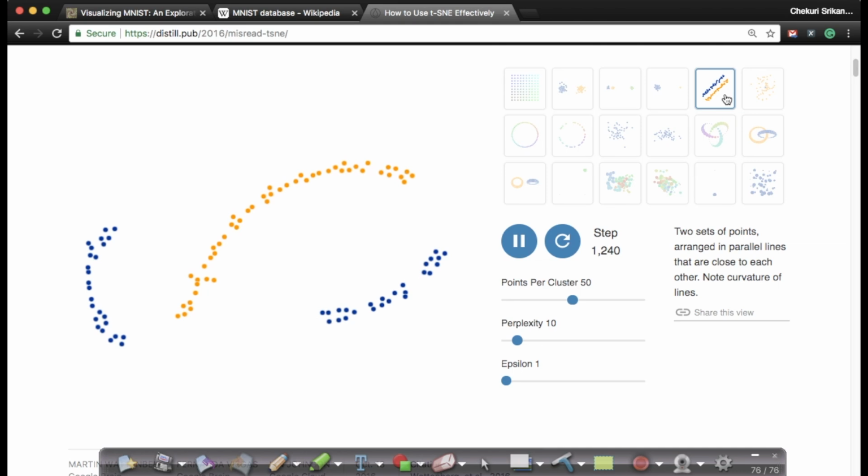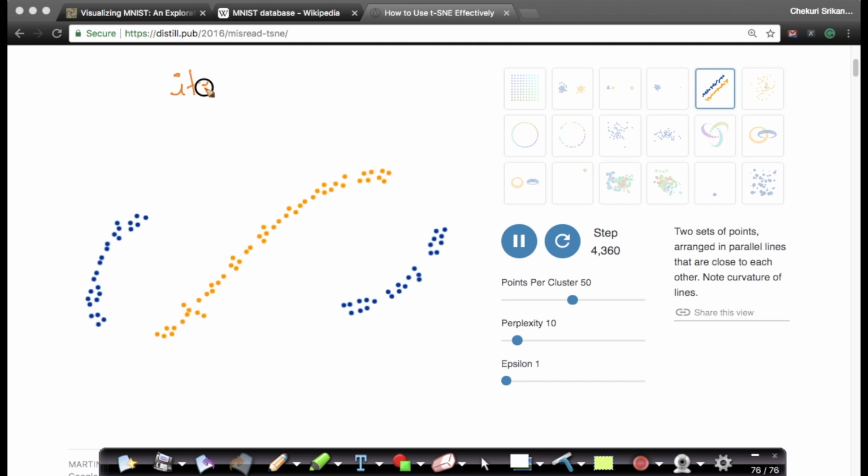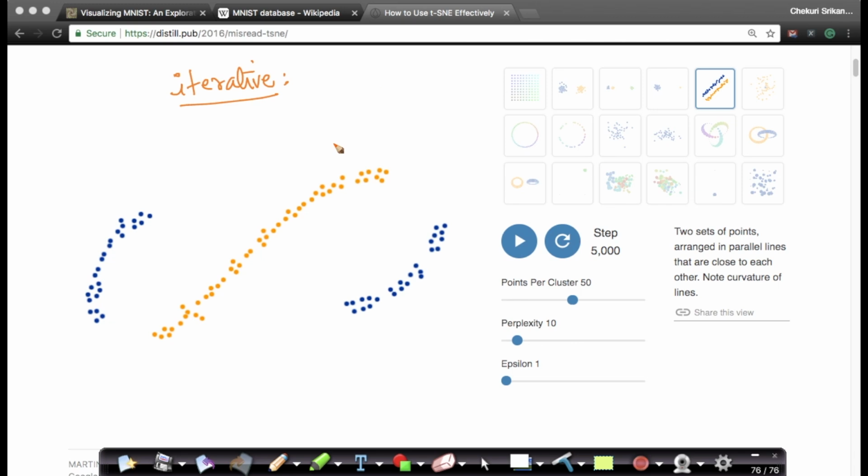t-SNE is an iterative algorithm, which means it processes all the data in iterations. It does the first iteration, second iteration, third iteration, and so on. Eventually it wants to reach a stage where the clusters are no longer moving. At every stage, it tries to move the points and find an embedding. With every stage, it tries to improve the embedding so that it is as good as possible, preserving as many neighborhoods as possible.